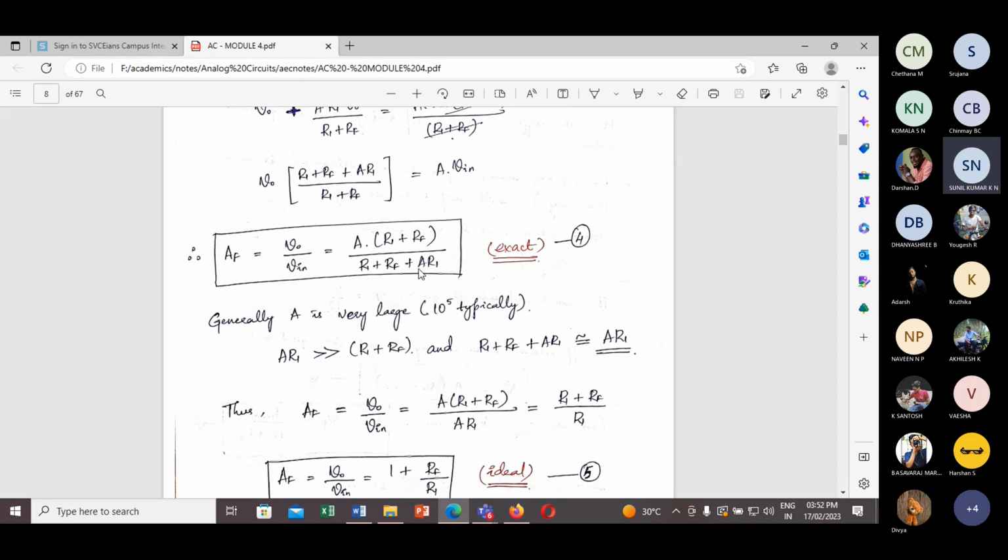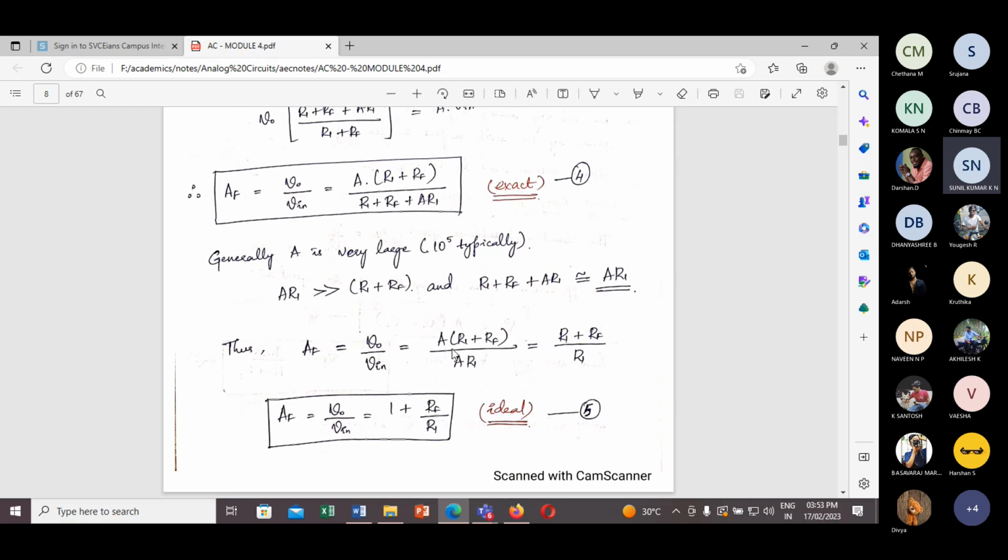So we will be left with A times R1. A times R1 is greater than R1 plus Rf, so you can neglect it, and this A will get cancelled. Then you will have R1 plus Rf divided by R1. So then you will have the equation for the ideal value as 1 plus Rf by R1. This is the negative feedback gain for a voltage series feedback amplifier. The same thing we have learned: the gain expression for the ideal case is 1 plus Rf by R1.